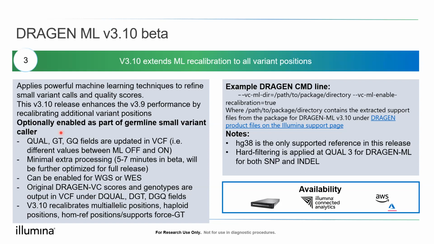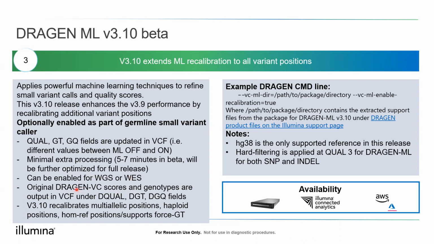What essentially the machine learning module does is it runs optionally as part of the small variant calling pipeline for Germline today. It looks at the QUAL, GT and GQ values and it updates them based on the machine learning model. There is a minimal extra processing time, about 5 to 7 minutes. Again, we're calling this beta because we want to improve on this. We want to try to make this smaller. So hence, we don't think it is ready to call it a full commercial release, but that's what we are working on. You can use this with whole genomes or whole exomes.